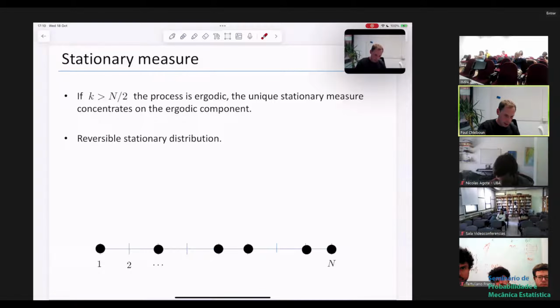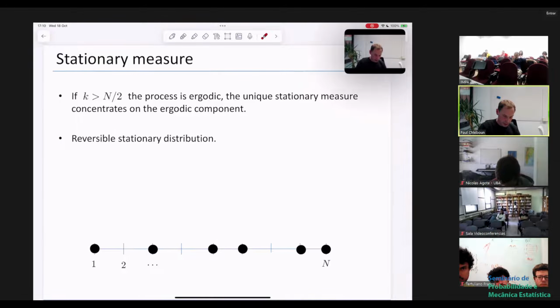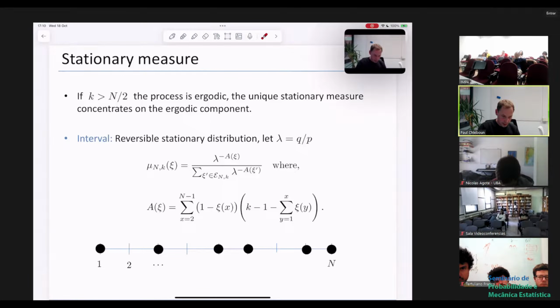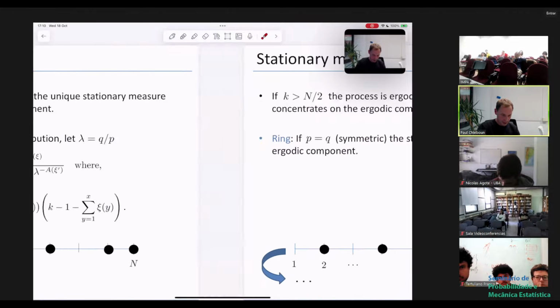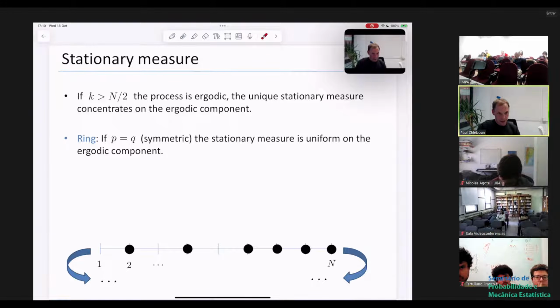Good. So as I said, in both these situations that we consider, the dynamics on the ergodic component are reversible. We can write down the reversible measure. We don't have to worry too much. It'll be clear later where this structure comes from in a more intuitive way. As I say, on the one-dimensional torus, we only consider symmetric dynamics. And in that case, the reversible measure is just uniform on the ergodic component.